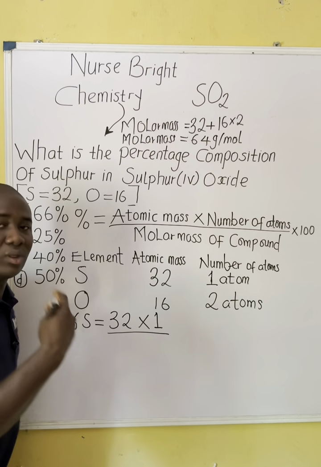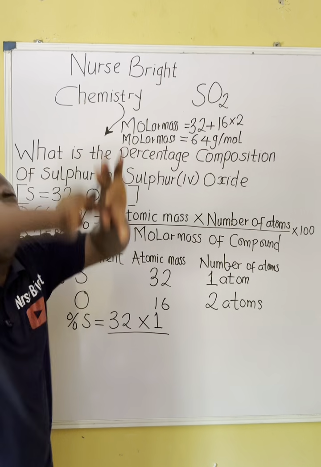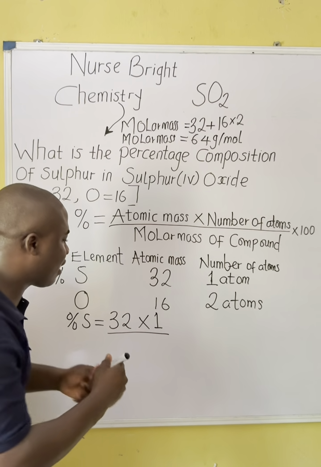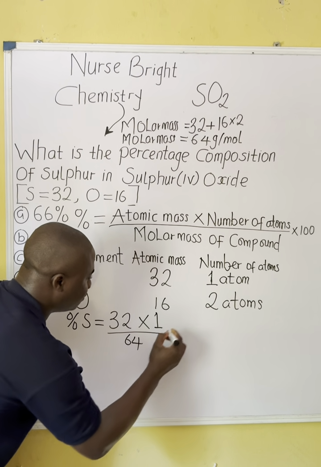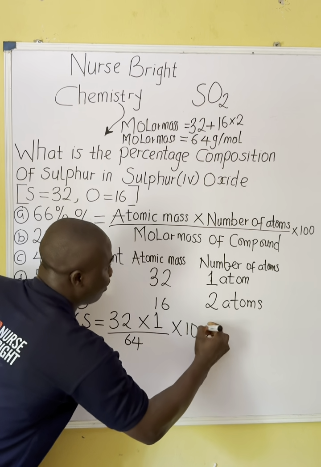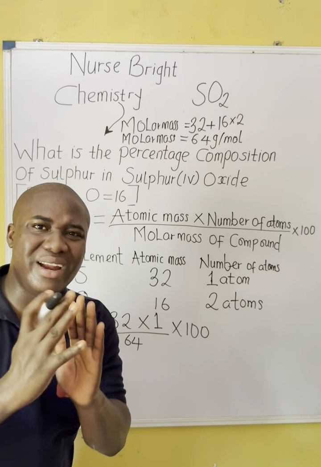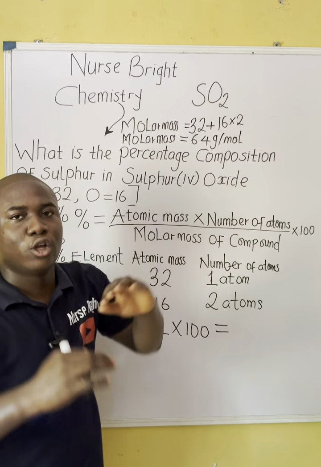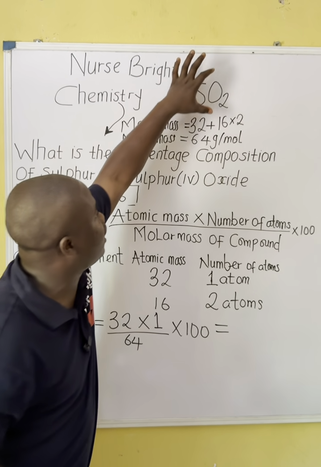All right. Divided by the molar mass of the full compound. What is it? 64 grams per mole. So here becomes 64 times what? 100. Are you there? You can see it here. Very easy. Equal to. So you can see another element was present, which is oxygen.